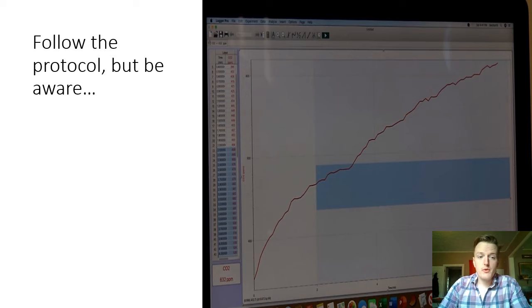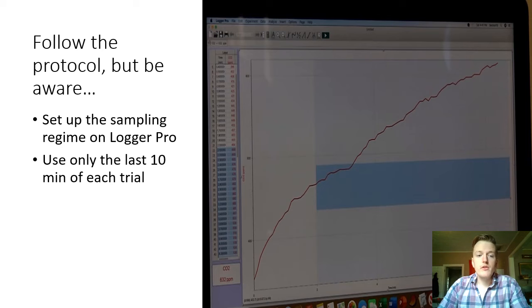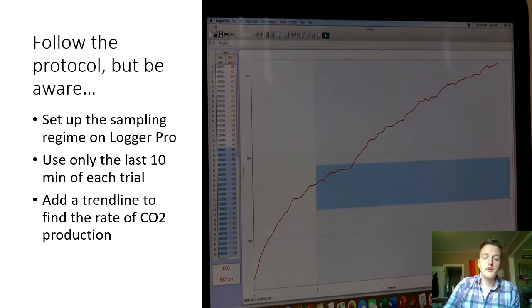So because this lab is virtual, you guys will be watching Dr. Shaw go through the protocol, but be aware that they had to set up the sampling regime on the logger. You're only going to be using the last 10 minutes of each trial, and this is because it can take some time for these enzymes to start working at a constant rate, like that you can see in the image that there's a curve in the beginning, and you want it to be a pretty linear trend, and that'll be the trend line that you're adding for the rate of CO2.